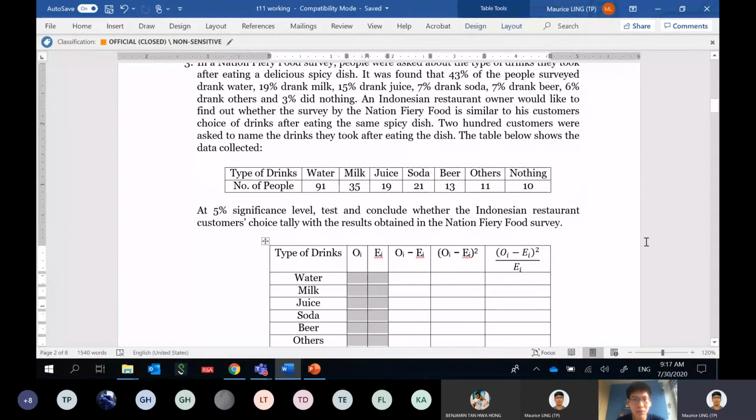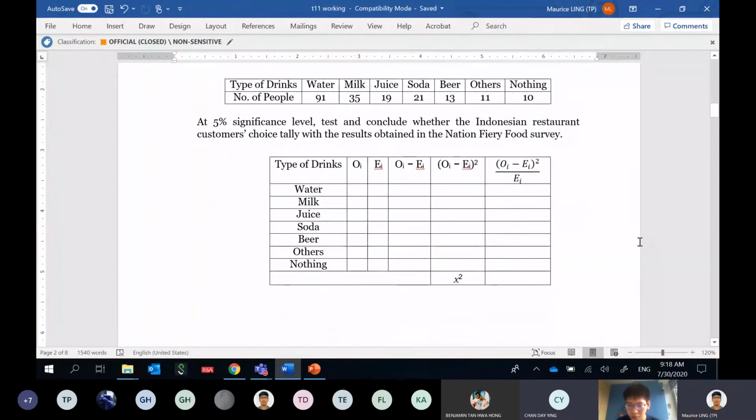Ding, why don't you help us fill up these two columns? So the observed is 91, then 35, 19, 21, 13, 11, 10. Then the expected column? It's 86, 38, 30, 14, 14, 12, 6.